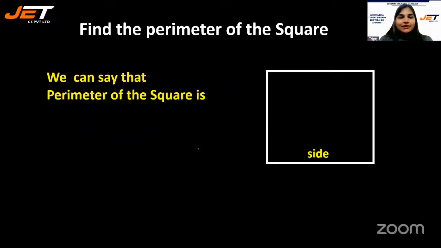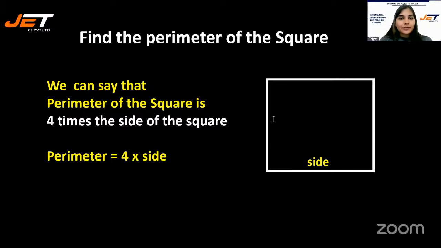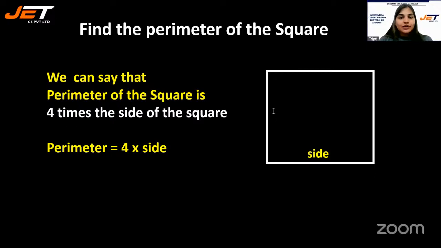Here it says, if you have to find the perimeter of the square, it is side plus side plus side plus side. Or you can also write it as 4 times the side. That's the perimeter of the square. Moving on to the next one, you just need to remember this, okay?